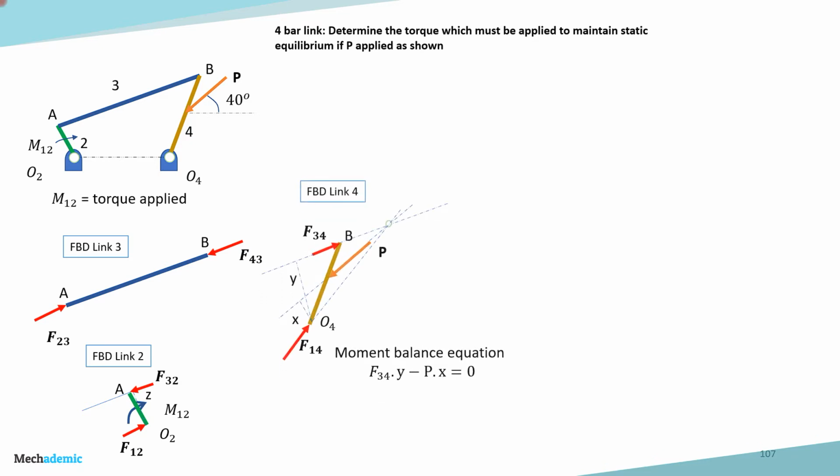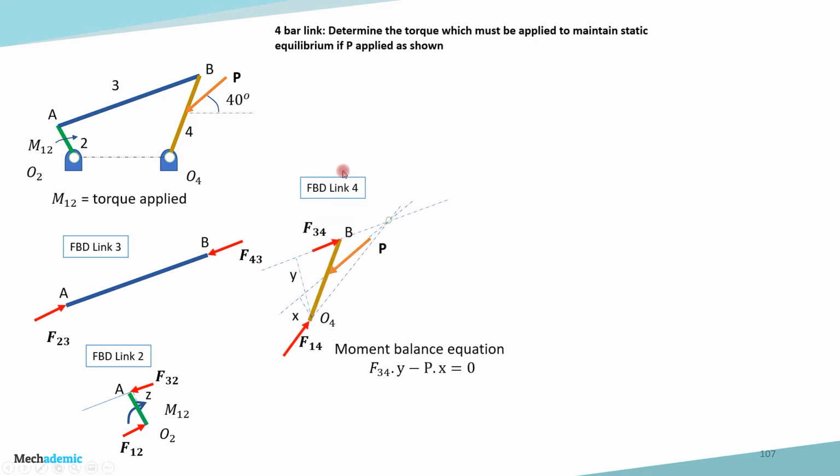Now let's have a look at the free body diagram of link 4. Link 4 is a 3 force member, so there will be 3 forces on link 4. The first force is F34, which is similar to the case of F32 and F23. F34 is opposite in direction to F43 of the free body diagram of link 3. Both have the same magnitude, and the direction is already known, which is along the link AB. Then P, whose direction and magnitude are both known, so we can draw P. And then there is the reaction force created at the pin joint O4, that is F14.